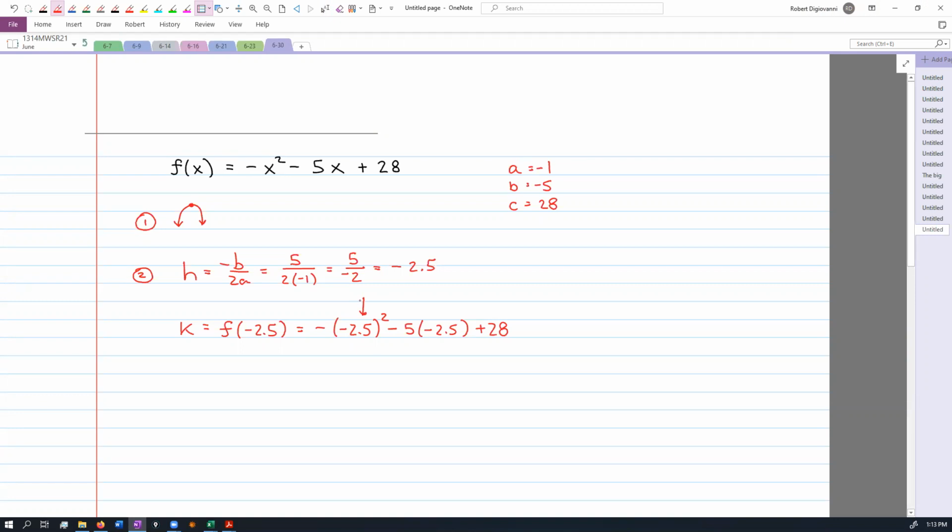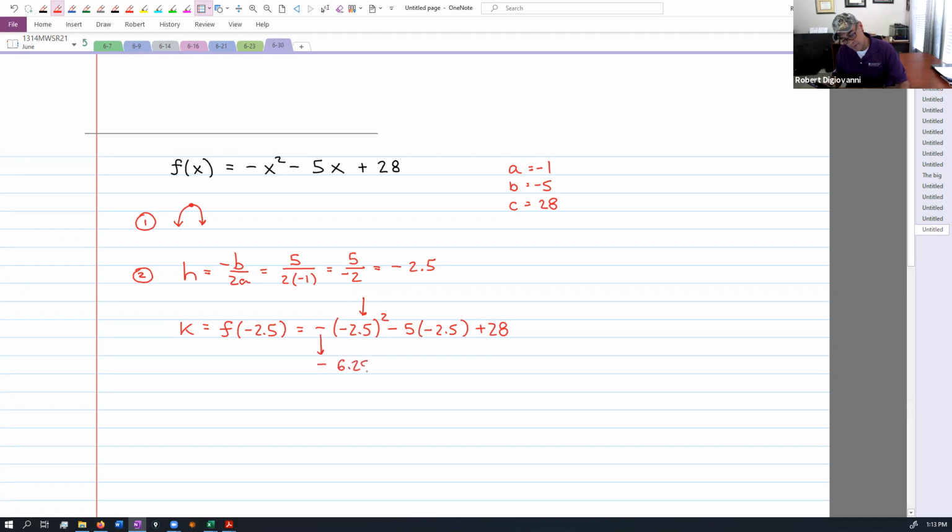Negative 2.5. Yeah, the negative 2.5. When you multiply negative 2.5 times itself, you get what? It should equal 6.25. 6.25, but there's a negative out front, so it should be negative 6.25. Okay. Is that okay, Juliet? Does that make sense to you? Yeah. Okay, good. And now when you multiply those two together, that's a negative times a negative, so we should get positive. And 5 times 2.5, you should get 12.5, and then plus 28. So then just put all those together.